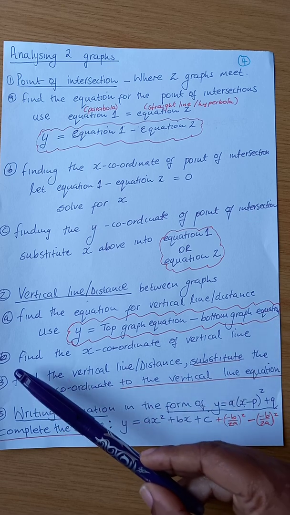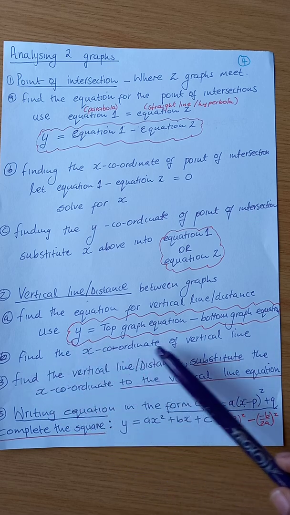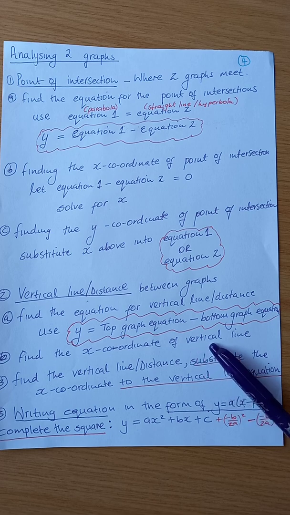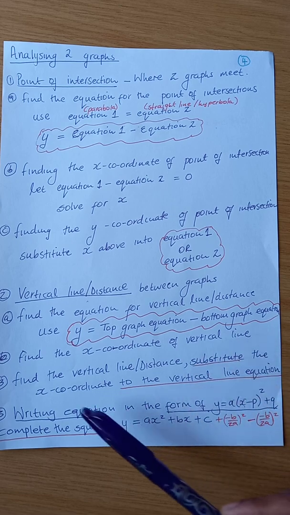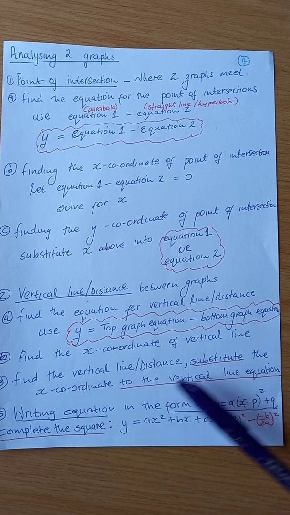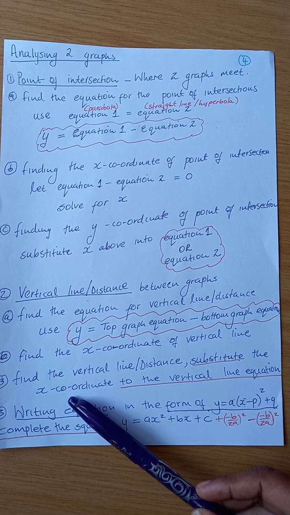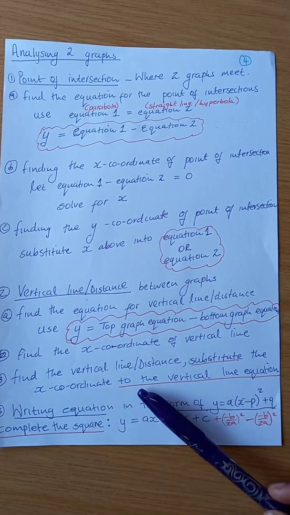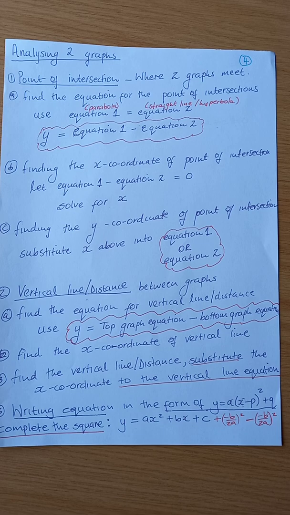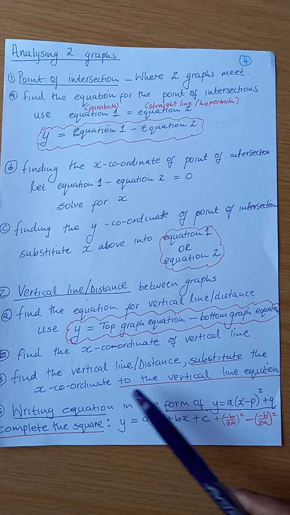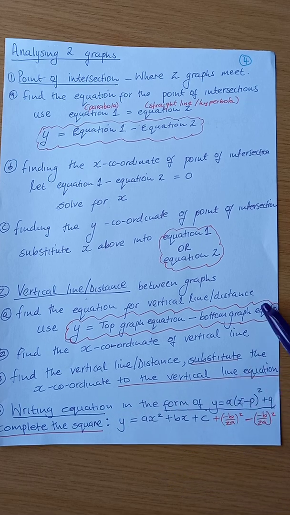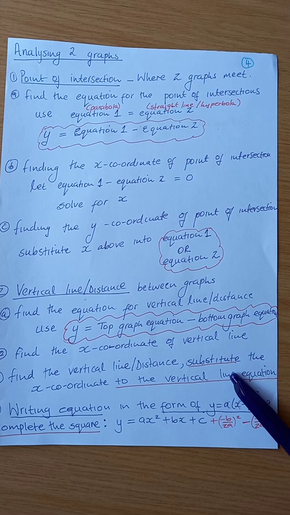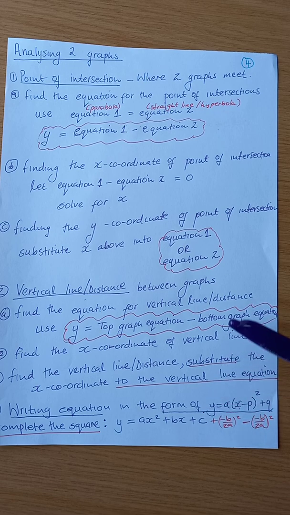From that one, you let y equal 0 and find the x coordinate for the vertical distance. After doing that, to find the distance, you take that x coordinate and substitute it into the vertical line equation. Be careful, you substitute into the vertical line equation that you got here, then you will get your distance. That's it. These are the tricks they like in the functions.